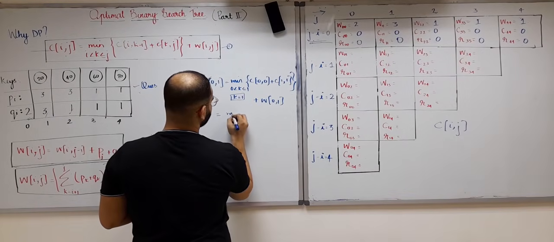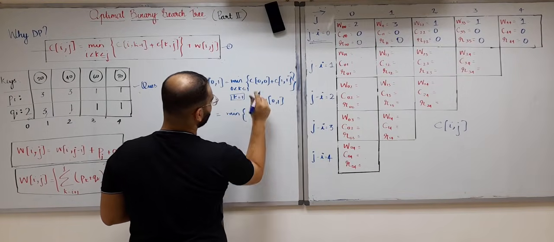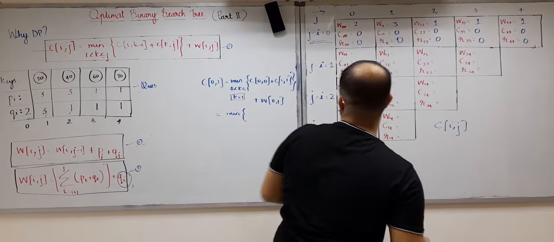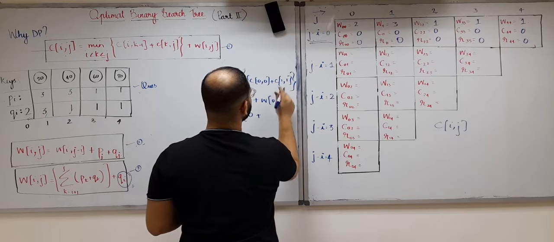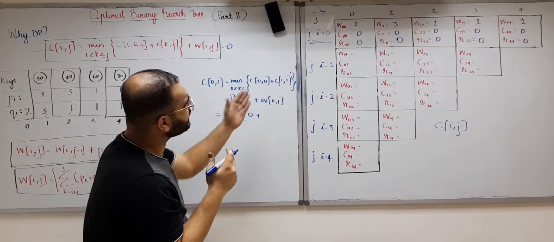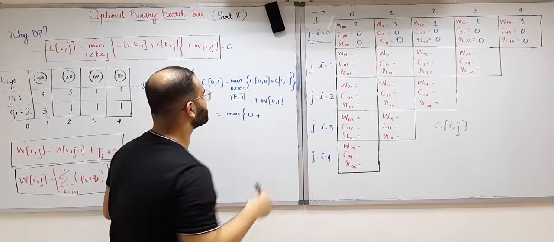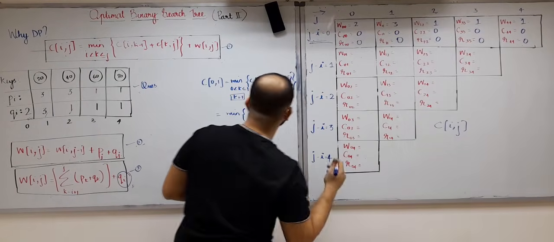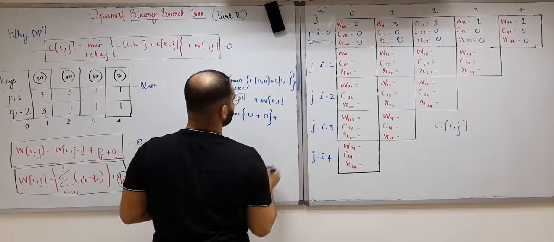So if we solve it further, minimum of what is C 0 comma 0? Have we found it out? Yes, it is 0. What about C 1 comma 1? Again, if we think about it, it is a 0 node binary search tree. So the cost of a 0 node binary search tree will be 0, and that is what we will find over here, right? What about the weight of 0 comma 1?